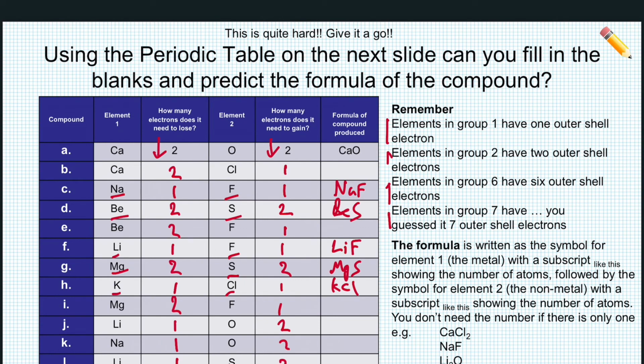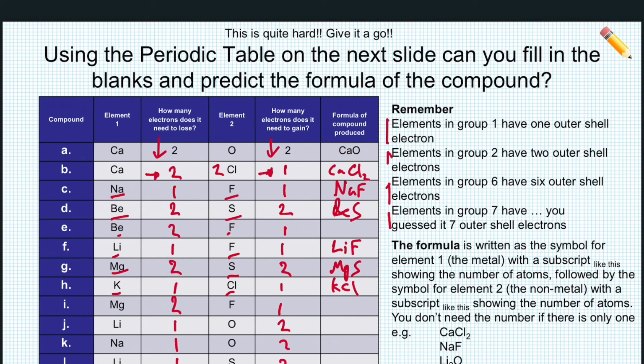Okay, now where we've got a 2 and a 1, what we need to do is we need to have the same number associated with each of the elements. So we've got a 2 here for calcium, we've got a 1 here for chlorine. So what we need is 2 chlorines. Okay, so we write down Ca, calcium, because we always write the metal first, and then because we need 2 chlorine atoms to be made into chloride ions, we write Cl2, so CaCl2.